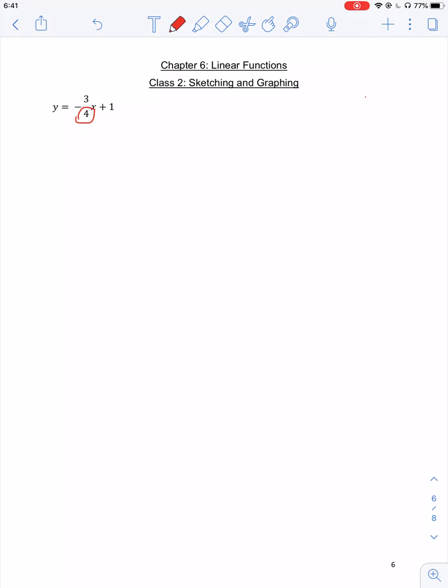Okay, so the first thing that you need to do when you have a linear equation is identify the slope. So the slope over here is -3/4. Remember, I know it's a fraction, but it's still negative, right? Because it's negative, that means my function will fall, or it will decrease. My b value is equal to 1.